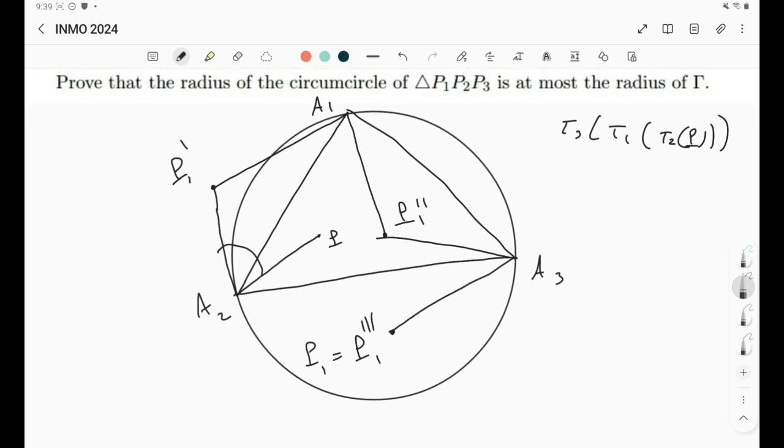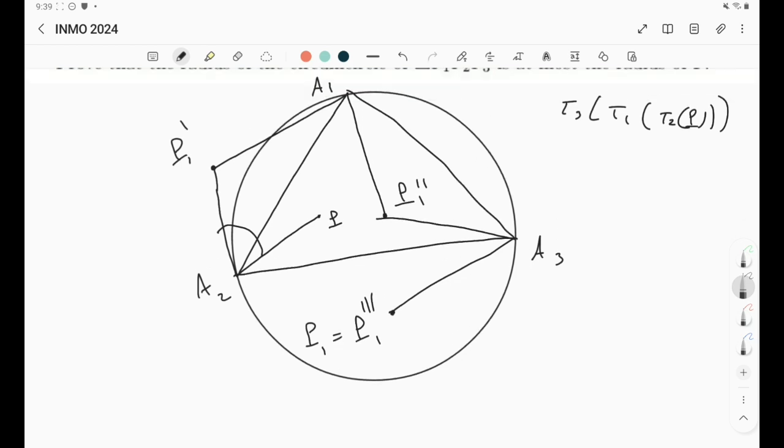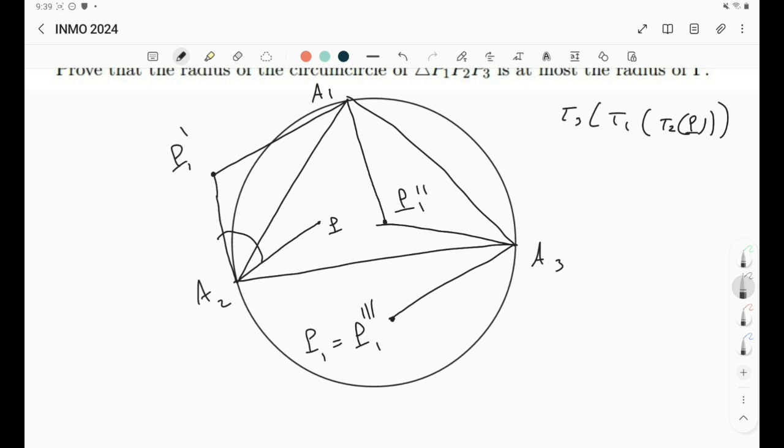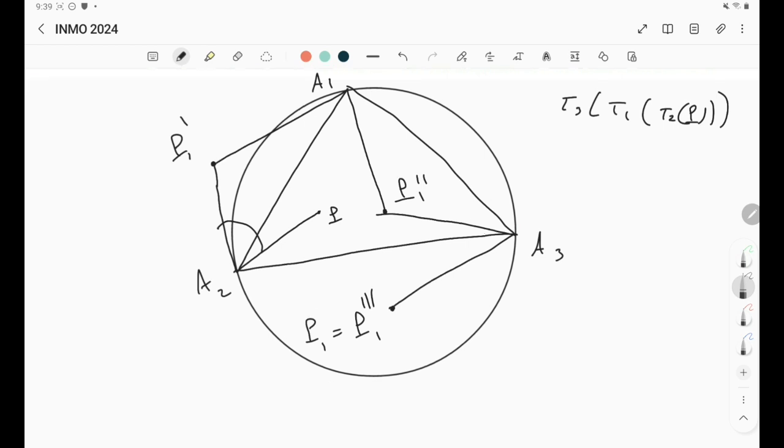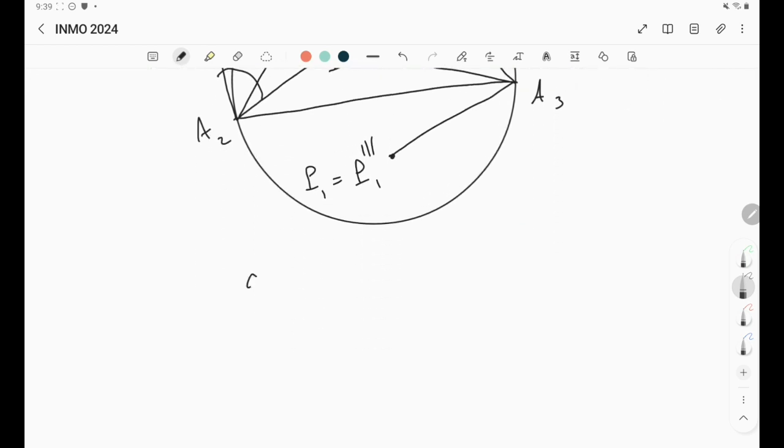So of course we'll be taking gamma to be the unit circle. So the radius here is 1, and our goal is to show the circumradius of P1, P2, P3 is less than or equal to 1. And of course our triangle A1, A2, A3, we're going to give them the numbers small a1, small a2, small a3, and let's set the angles here, this one and that one and that one, to be maybe alpha and beta and gamma. So basically these represent a1, a2, a3, and the angles are represented by alpha, beta, gamma.